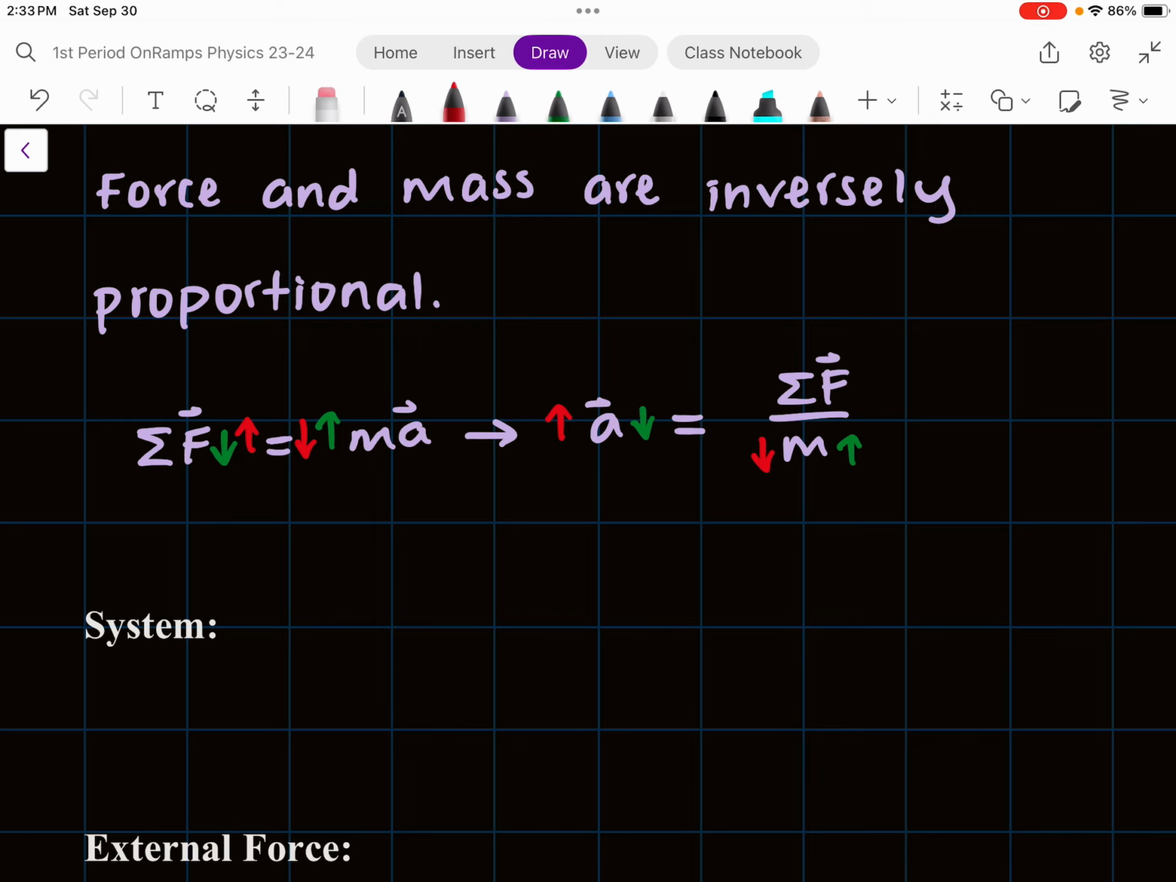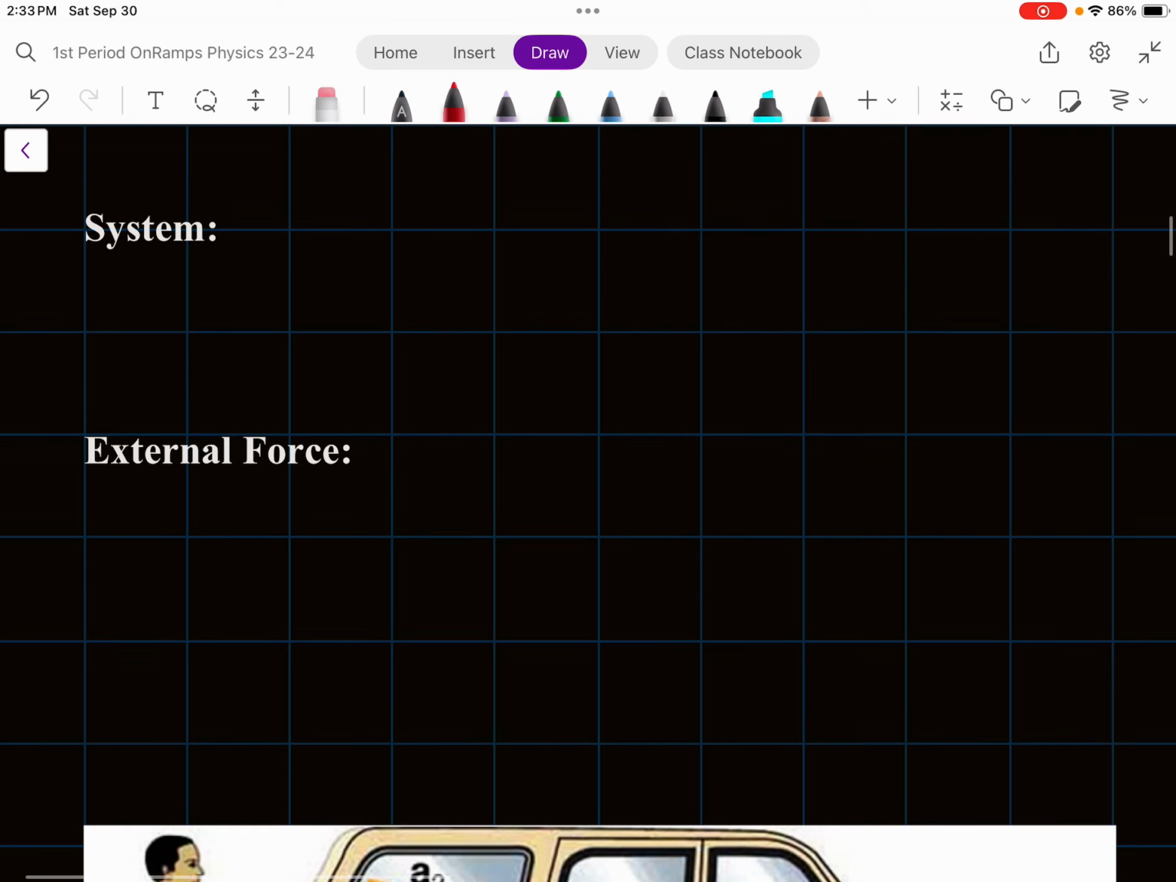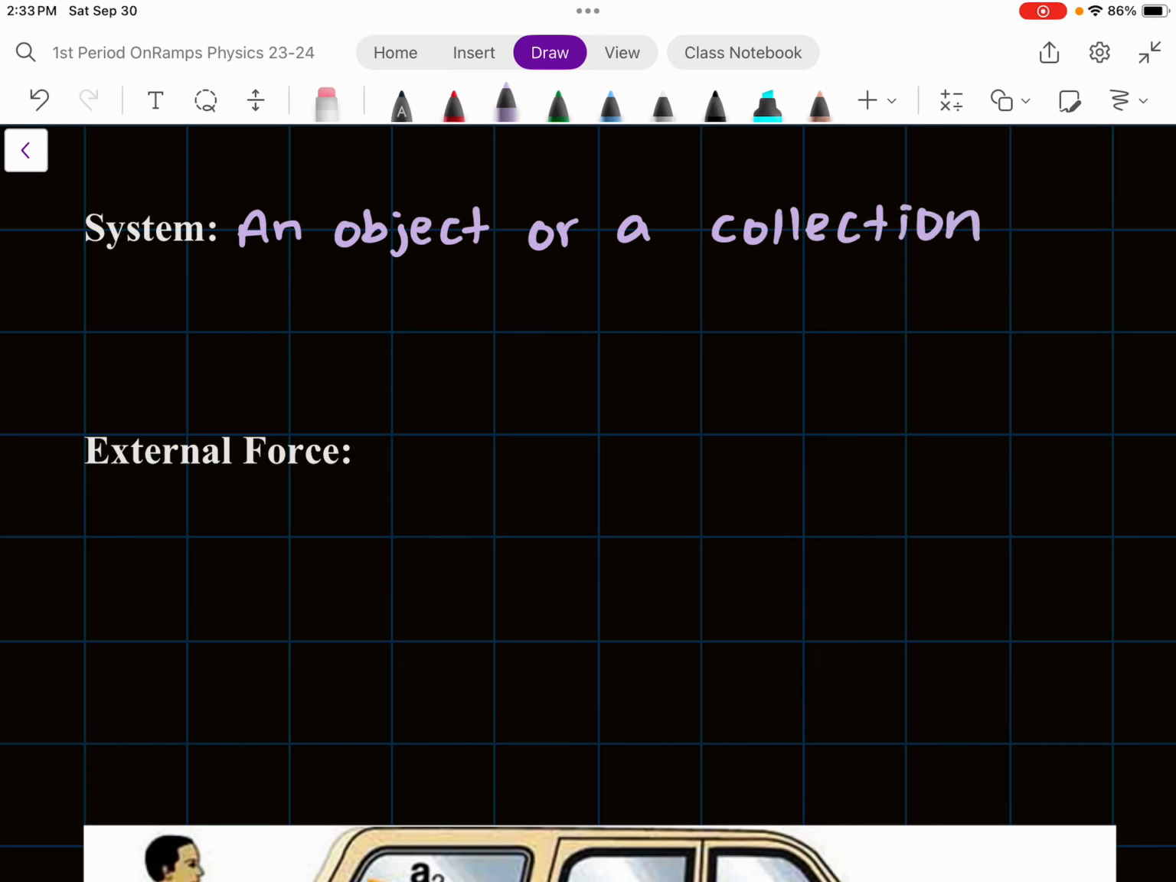All right, before we keep discussing Newton's second law of motion, we have to define what a system is, because it's going to sound redundant, but we're going to have to define a system. A system is simply an object or a collection of objects. And the reason why we have to define a system is so that we can define an external force.